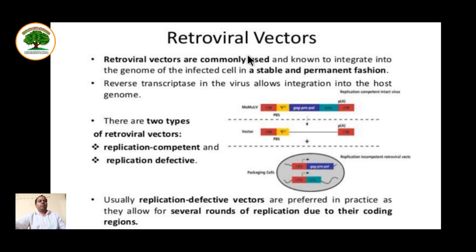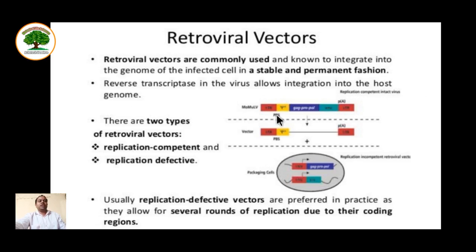Let's see the genome in detail. Retroviral vectors are commonly used and known to integrate into the genome of the infected cell in a stable and permanent fashion. You can see in the infection cycle of HIV that the viral RNA is successfully integrated into the host cell, so that property of these retroviruses is used to integrate different desired genes into the host cell. Reverse transcriptase in the virus allows the integration into the host genome.